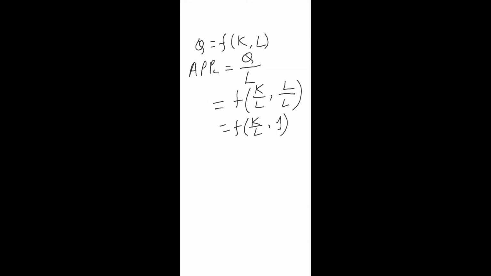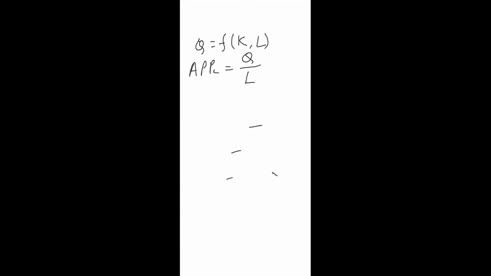Okay. So if we denote K by L as small k, then we can write it as a function of small k, comma 1. If we denote this function as phi, this is also a function. So we can write that phi is a function of small k. Can you write this in this way? Yes, ma'am. That means average physical product of labor is a function of capital labor ratio. Clear?